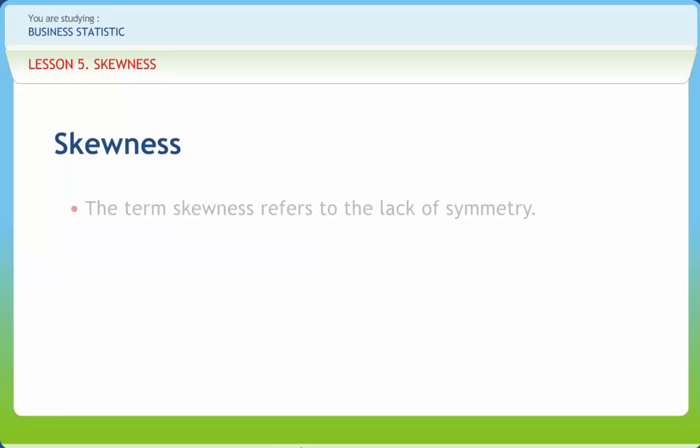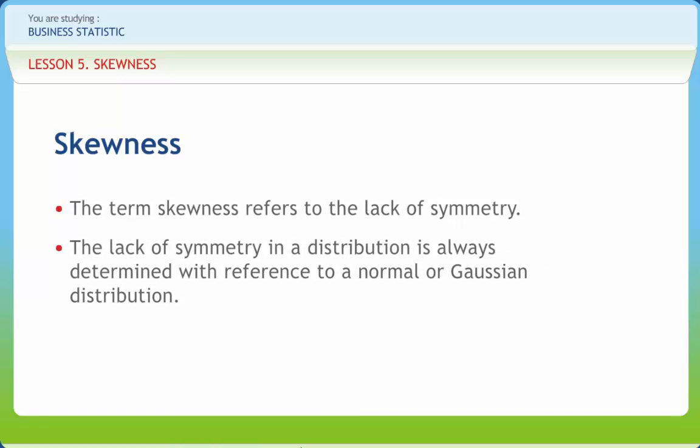The skewness may be either positive or negative. The lack of symmetry in a distribution is always determined with reference to a normal or Gaussian distribution. When the skewness of a distribution is positive, the distribution is called a positively skewed distribution. Absence of skewness makes a distribution symmetrical. It is important to emphasize that skewness of a distribution cannot be determined simply by inspection.